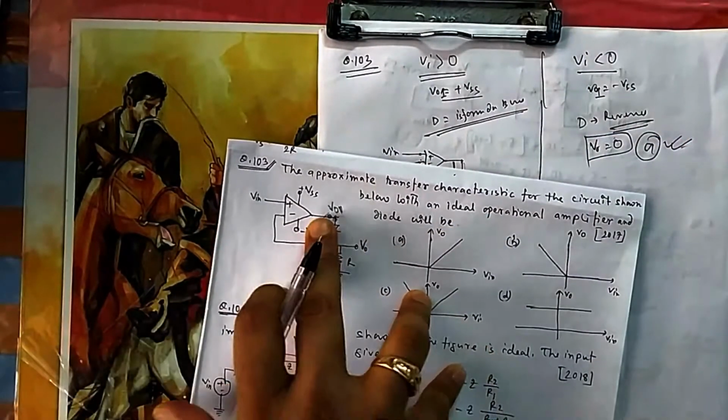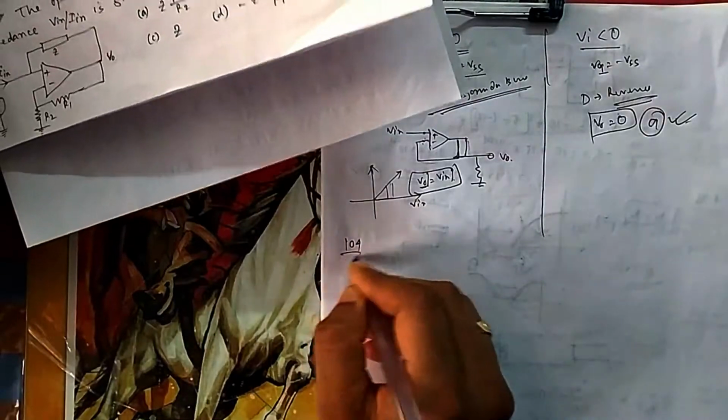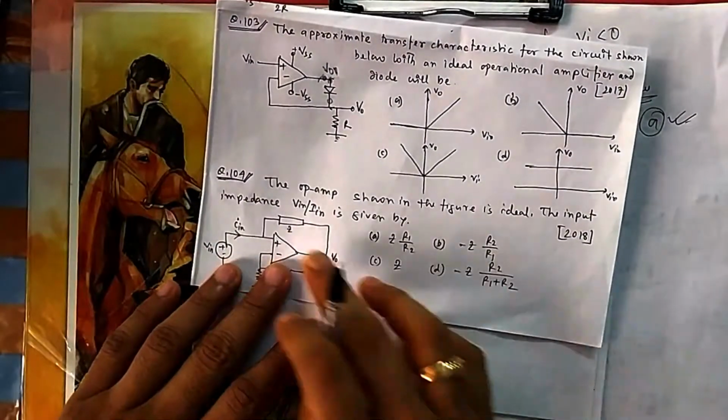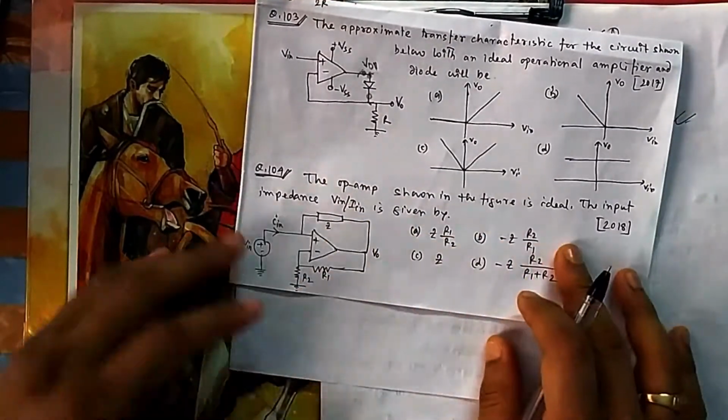We have already discussed lots of questions on how to analyze a diode if there is one. So you should try this one; you should be able to solve it. Now question number 34. The op-amp shown in the figure is ideal. Find the impedance Vin by Iin. Again this type of question is the same, repeating the same idea.